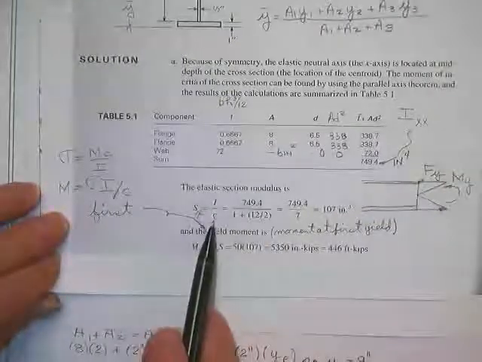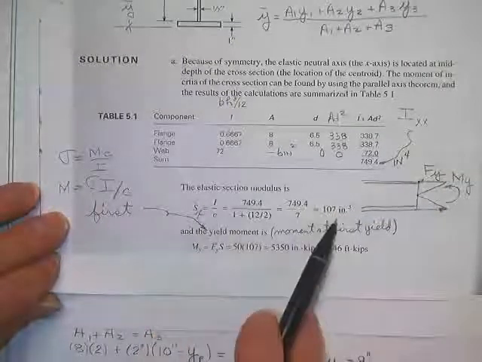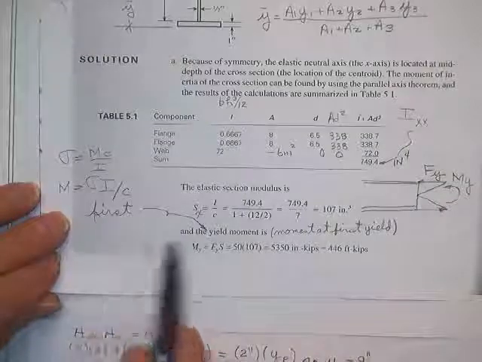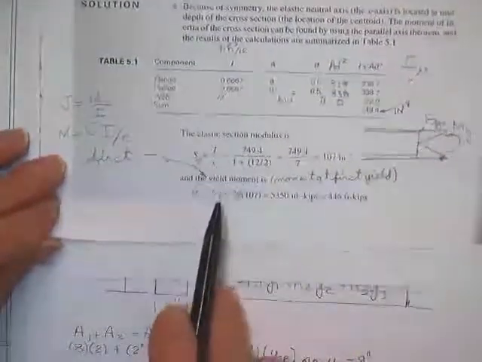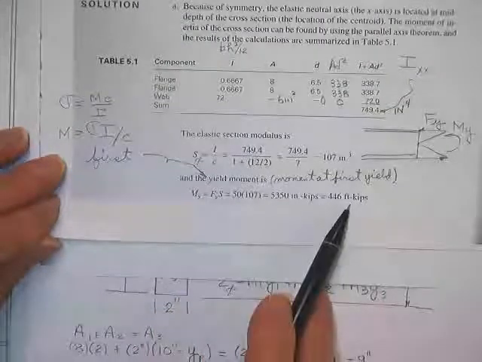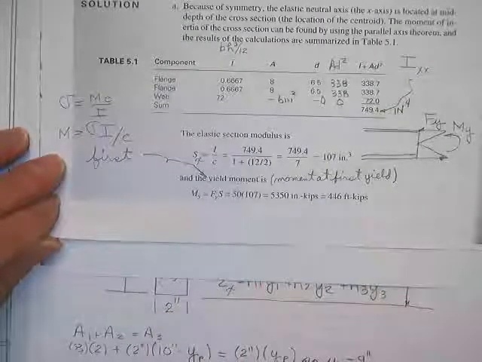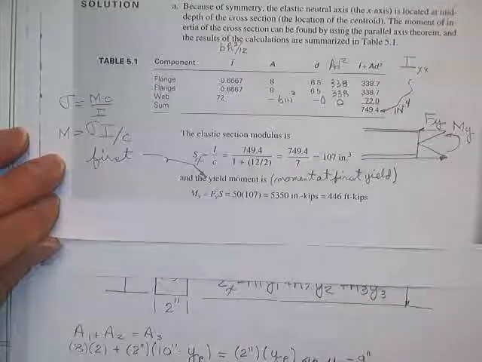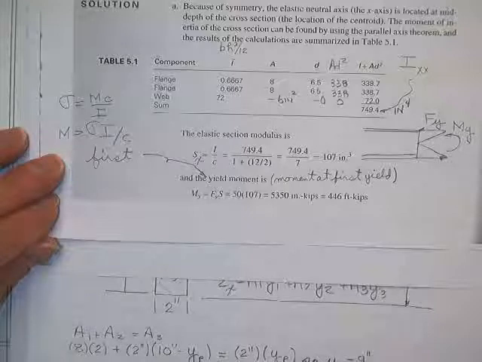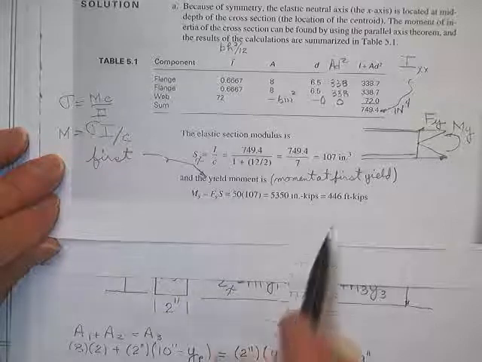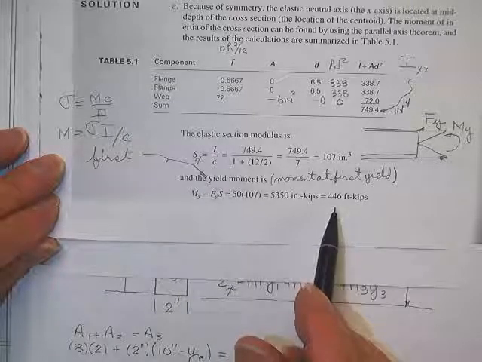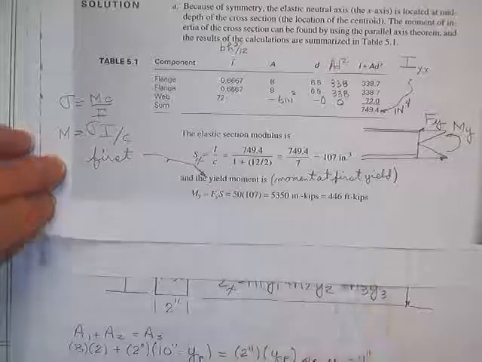The elastic section modulus is I over C. Check it out. And the moment at first yield would be F sub Y times the elastic section modulus, 446 kip feet. If you're an allowable stress person, that's probably where you're going to stop, with some factor of safety associated with it. That's the first fiber that screamed, I'm hurt, and everybody brings a little ambulance and says, well, don't hurt anybody else. We don't do that.